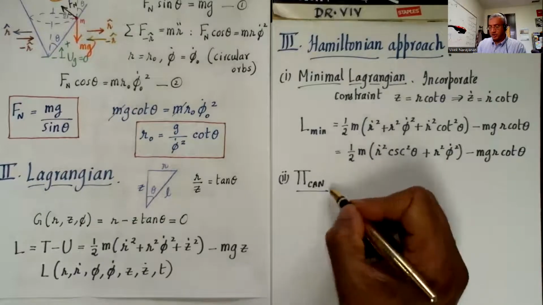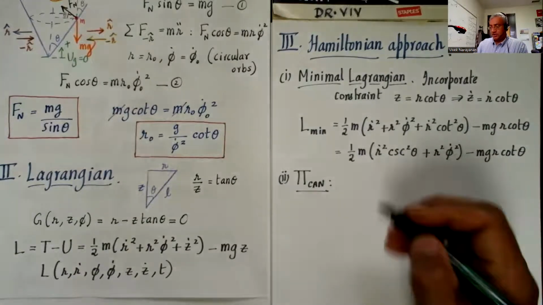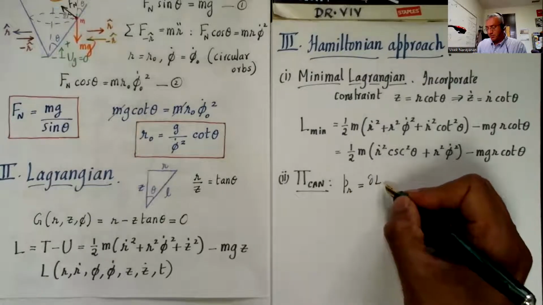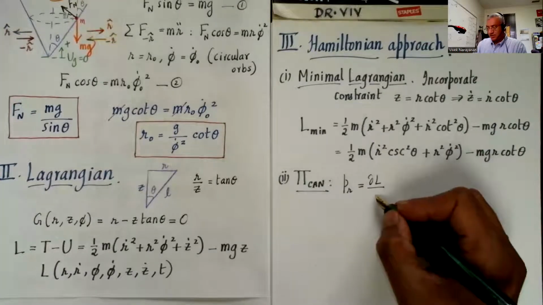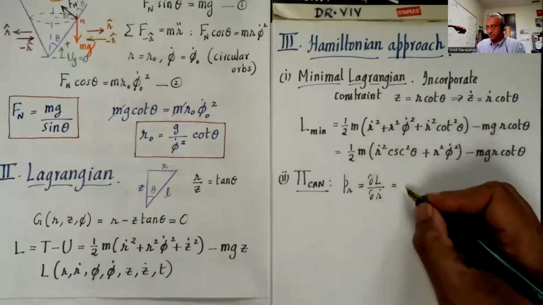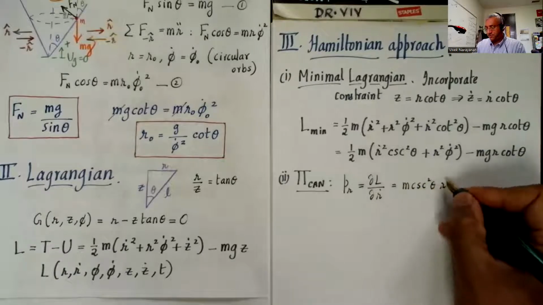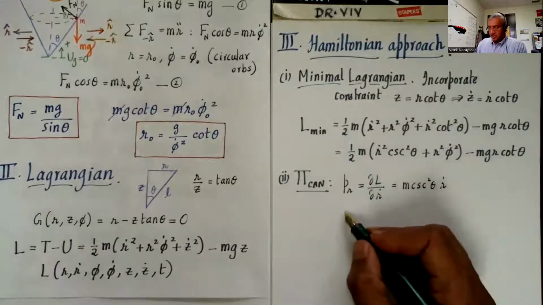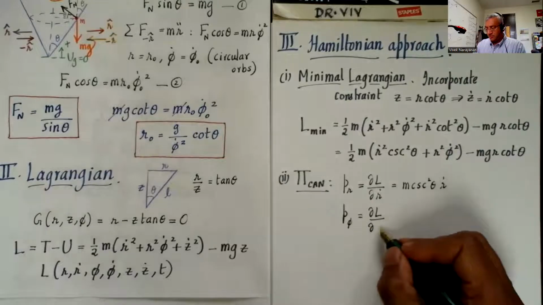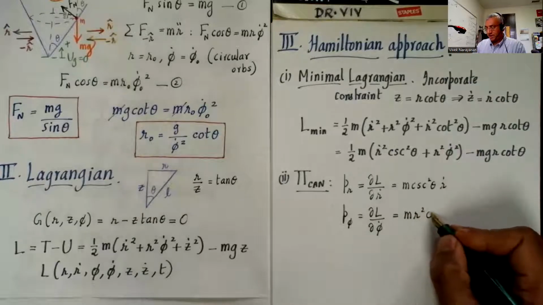The next step is to write the canonical momentum. I like to refer to the canonical momentum set as pi can. So let's do that. The r canonical momentum p_r is del L min, I'll stop writing min, del L over del r dot. So let's just look at that and differentiate. That's just going to be m cosecant squared theta r dot. And then the canonical momentum corresponding to the phi coordinate is del L over del phi dot. And that's going to be m r squared phi dot.